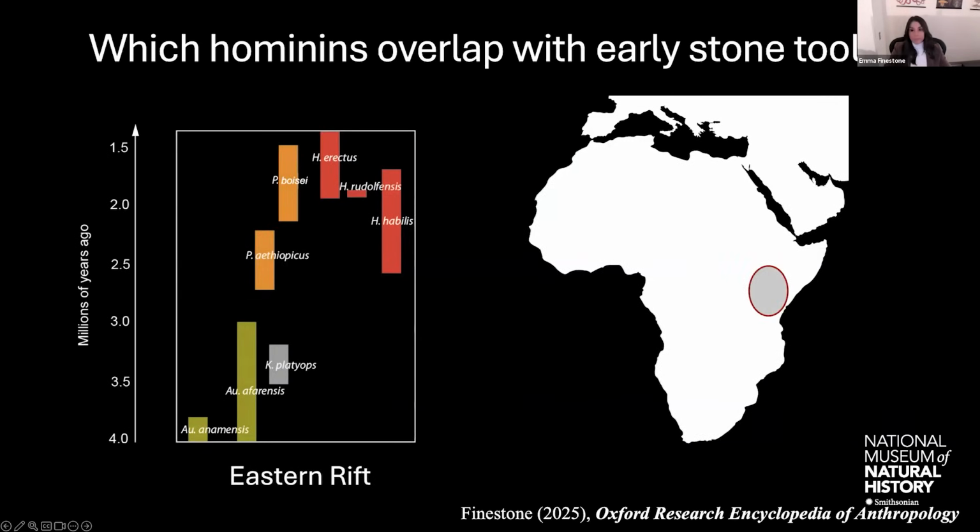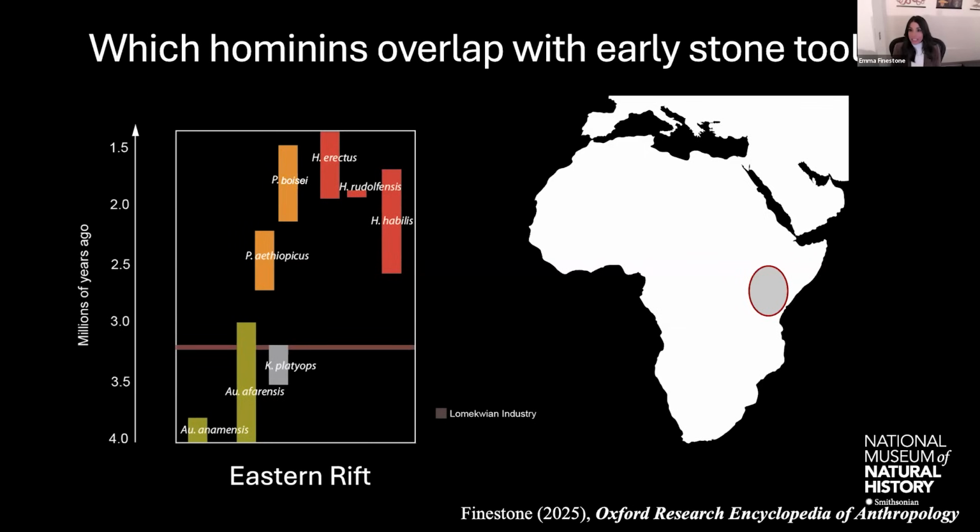Now, the eastern branch of the Great Rift Valley contains some of the most well-sampled localities for both ancient hominins and also stone tools. There's a lot of rich diversity in fossil hominins, and this includes species from Australopithecus, which is in yellow, Paranthropus in orange, and Homo in red. And Kenyanthropus, which I'm grouping a little bit with Australopithecus, is a hominin called Kenyanthropus platyops that has affinities to Australopithecus, but is currently named in a different genus.